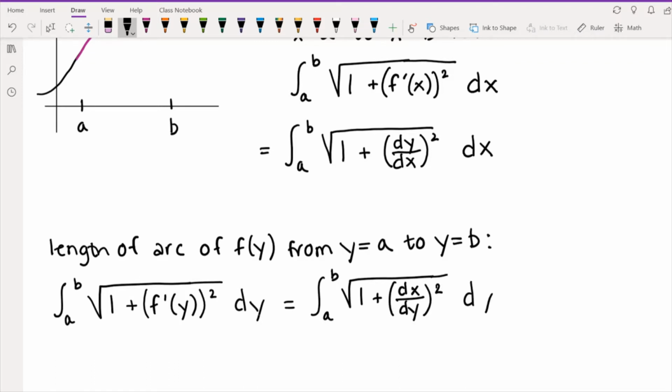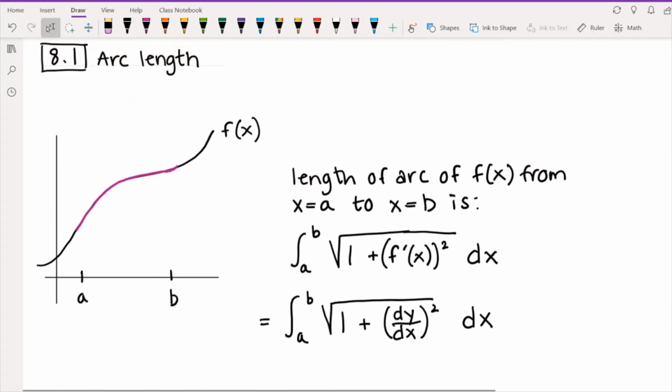It basically means the rate of change of y with respect to x. And so that's what you use when y is a function of x. If x is a function of y, well then you take the rate of change of x with respect to y. So it's really just the idea that x and y are kind of reversing here.